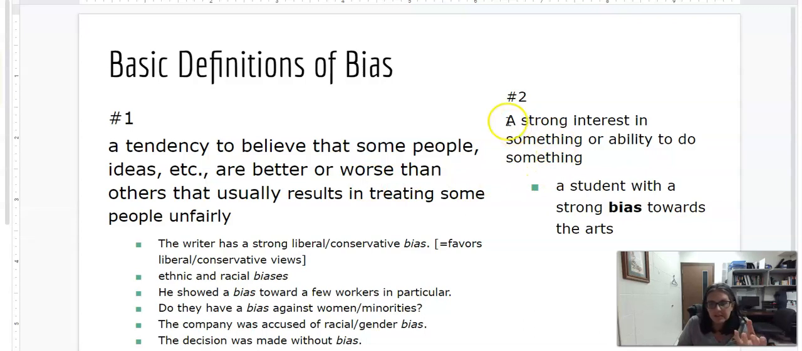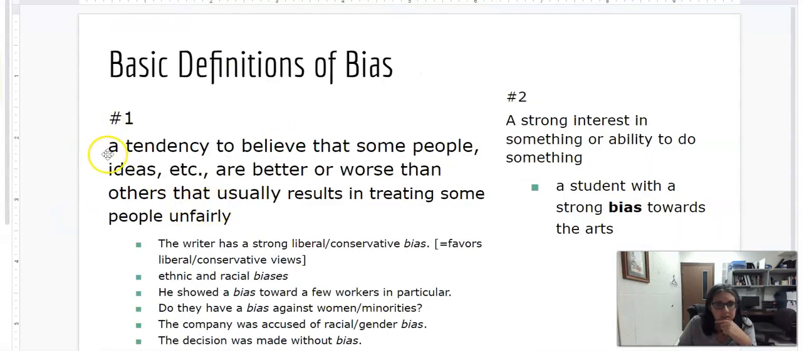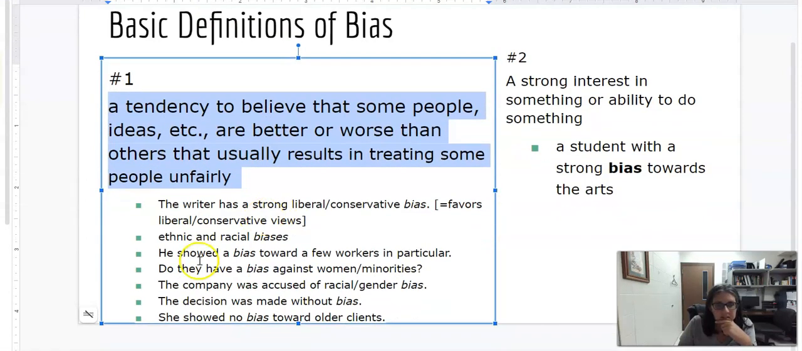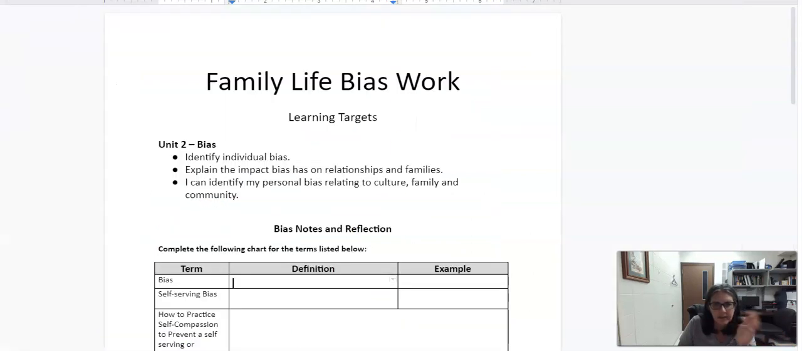Or it actually can be a strong interest in something or ability to do something. Sometimes a student has a strong bias towards the arts, meaning they're good at it or have a good ability for it. So it's not always something we would consider a bad thing, but we want to look at what it could be. All of these are different examples. When you're looking at the definition, number one is the one we're looking for, so you can plug that in. And then these are all different examples of bias, in particular with the definition we're looking at most. Okay, so that just goes right there.